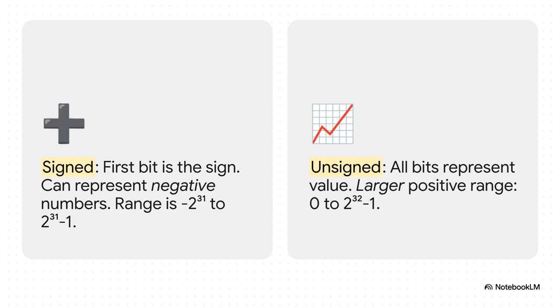Okay, here's something that trips people up all the time, and it's a huge deal for any exam. The difference between signed and unsigned integers. With a normal signed int, that very first bit, the one on the far left, is special. It's the sign bit. 0 means positive, 1 means negative. That leaves you with 31 bits for the actual value, giving you a range from about -2 billion to +2 billion. But an unsigned int doesn't have a sign bit. It uses all 32 bits for the value. So it can't do negative numbers, but its max value is way bigger. It can go all the way up to about 4 billion.